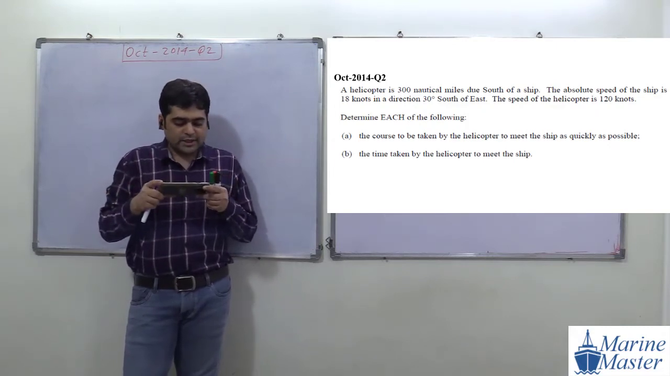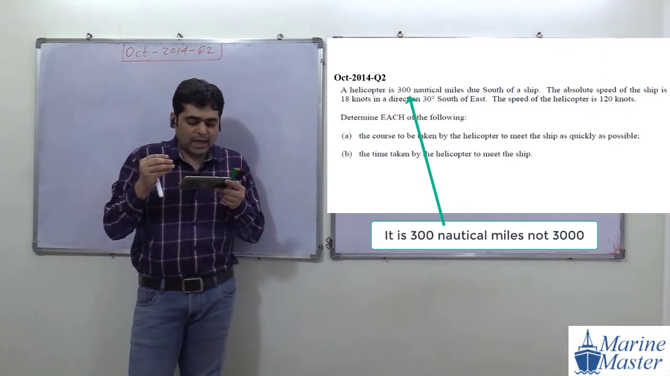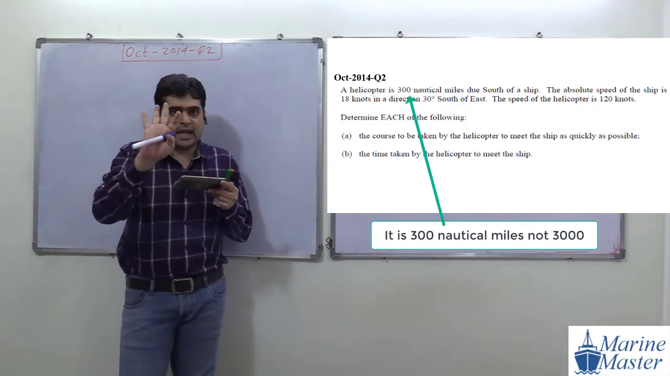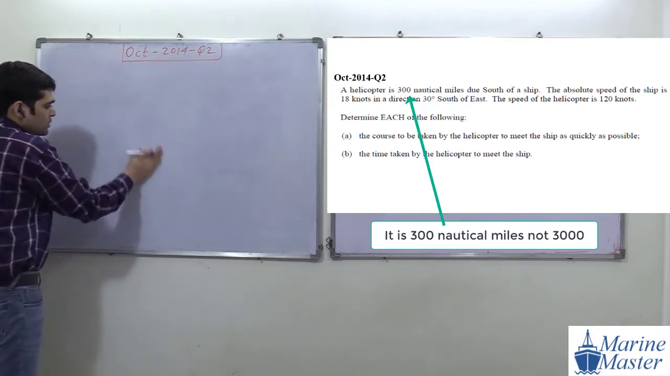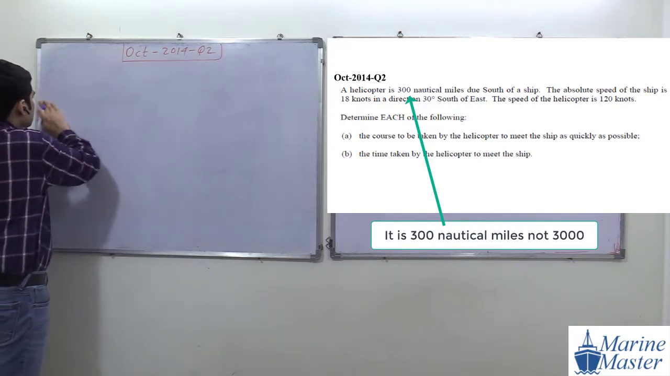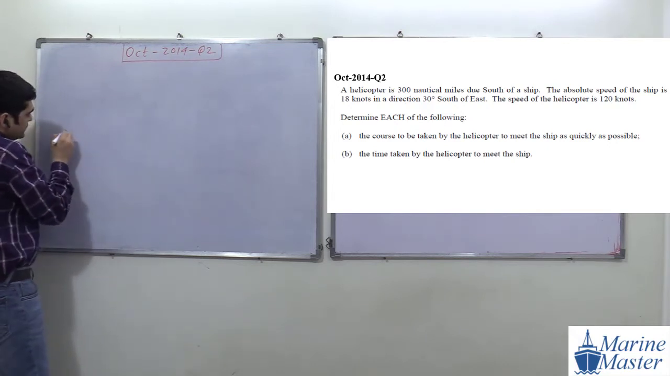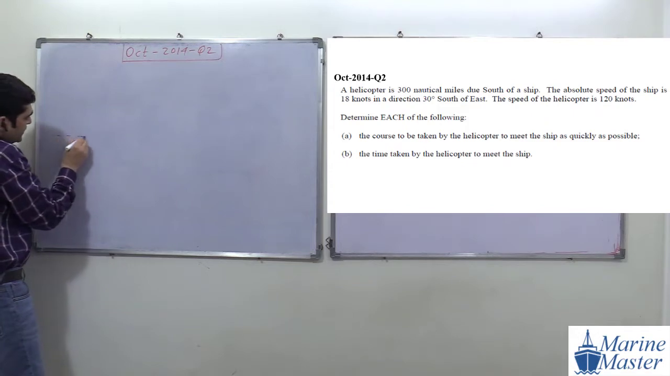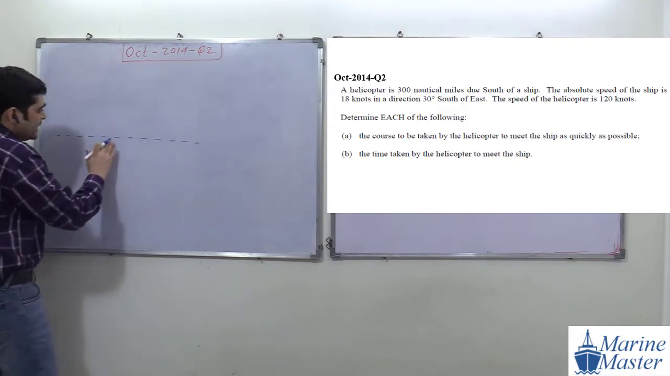A helicopter is 3000 nautical miles due south of a ship. Okay, I am going to draw the drawing here also. So, try to see the scenario here, everyone. Don't draw anything, don't write anything. Just observe the things on the screen properly, guys. Don't do any other task.